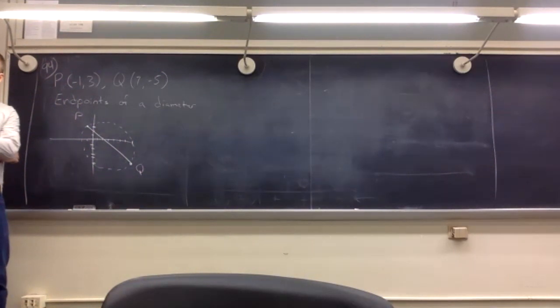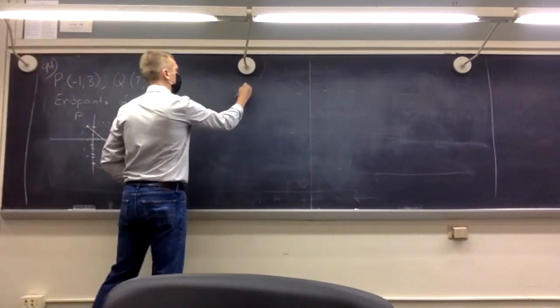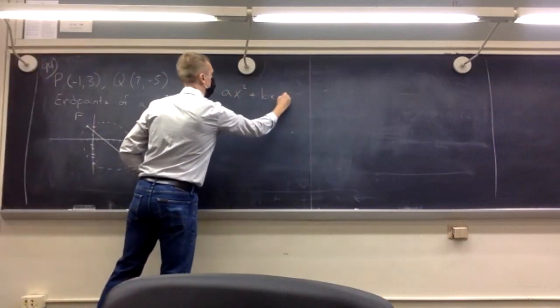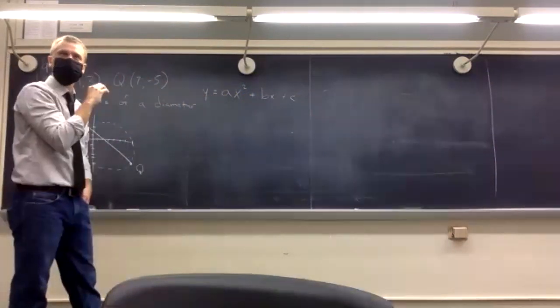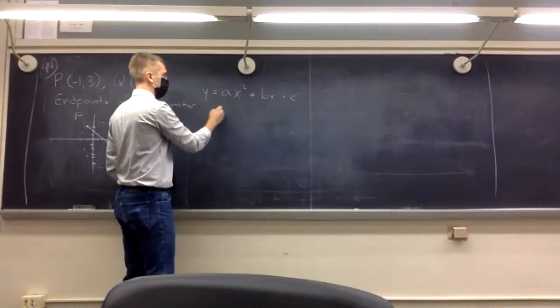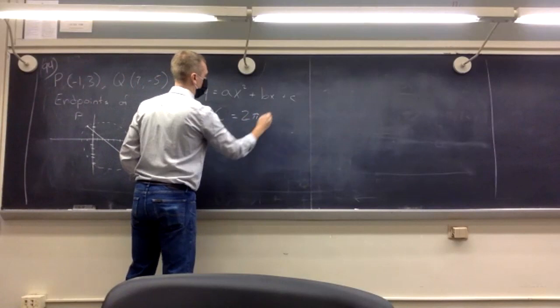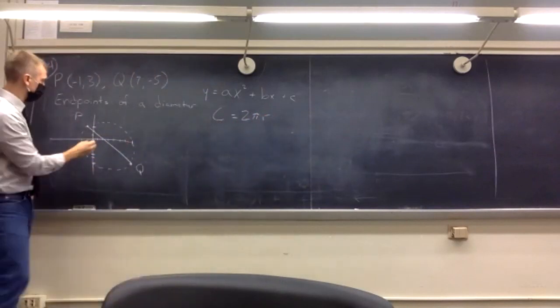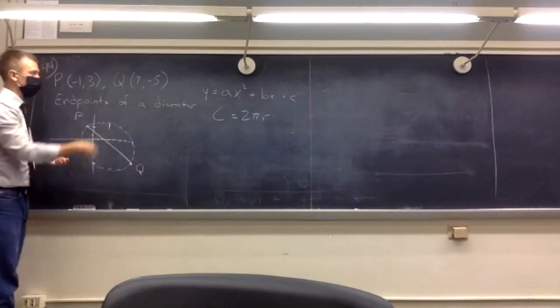Does anyone remember what a circle equation looks like? The form of it? So a parabola has this form, y equals ax squared plus bx plus c. Do you remember the form of a circle? Is it 2 pi r? Good guess. That is the circumference of a circle, the length of this dotted line. Cut it, stretch it out, measure.